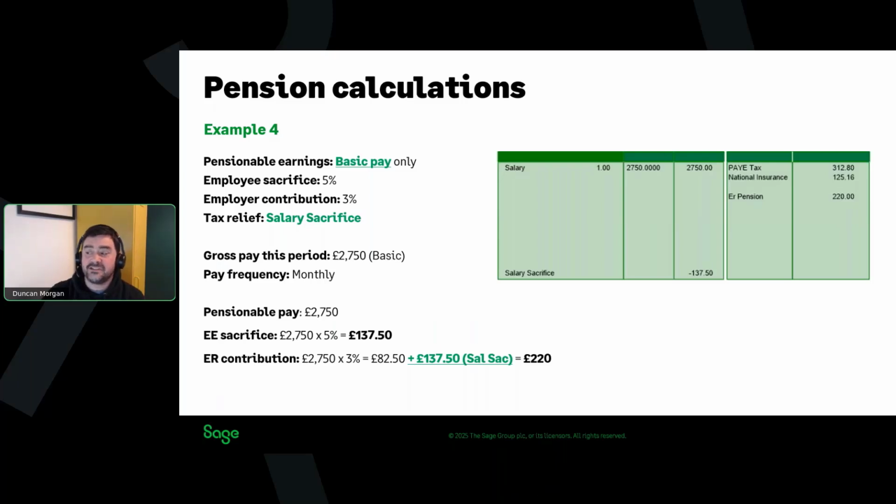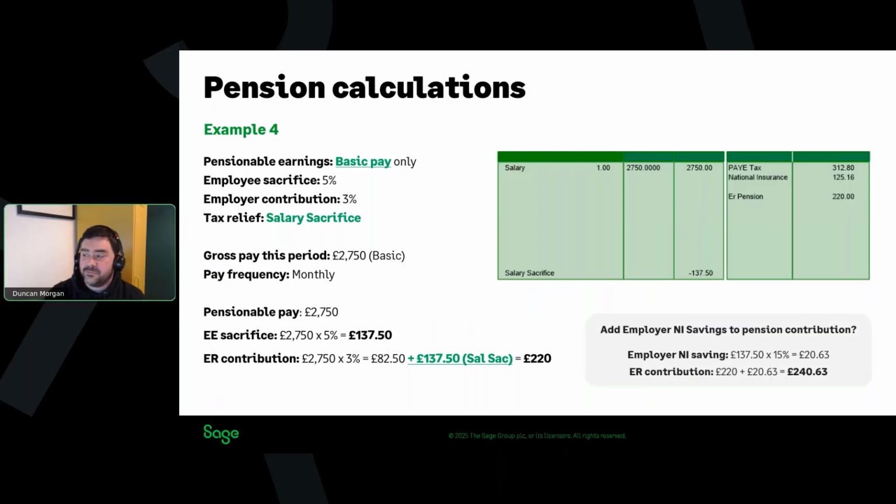And it is laid out slightly differently on the slide as well, on the payslip. So it has a salary sacrifice deduction, and then you'll see the total employer pension. Now, there is also a setting where you can include employer NI savings in the employer contribution. So if that was enabled, you can see how it gets calculated. So it works out the employer NI saving on the salary sacrifice amount, and then that is added to the employer contribution.